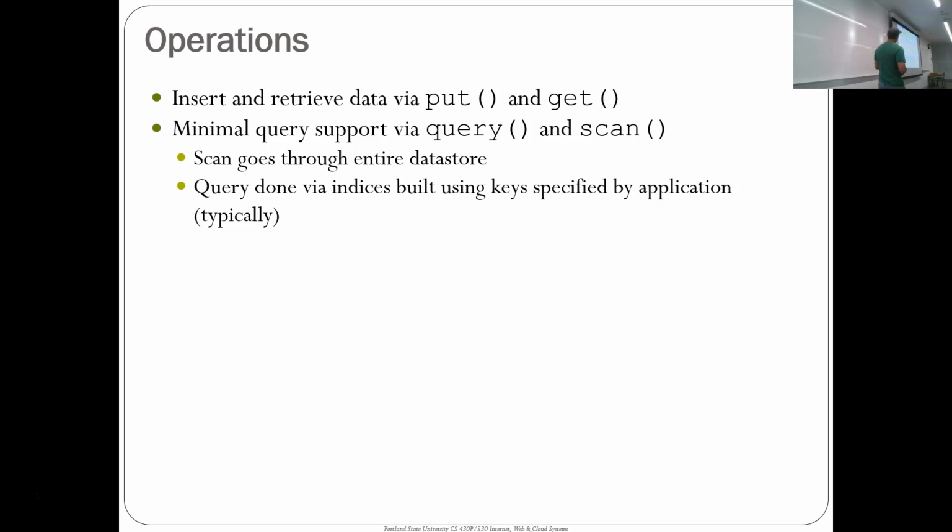So some of the operations, you can do the insertion and retrieving via puts and gets. You can do minimal queries with the query, the scan, and the fetch. And something like scan will go through the entire database and give you all the entries back, which is actually okay for your bubble tea app because I'm having you dump all the stores in your backend. So you could do a scan or a query to get all of those entries back.